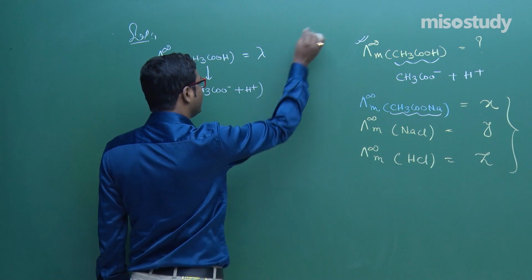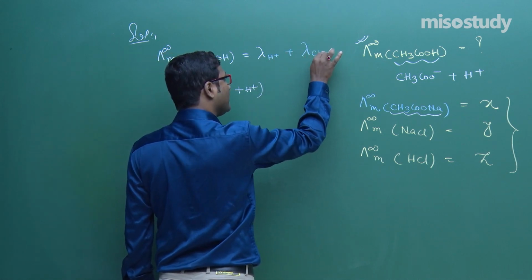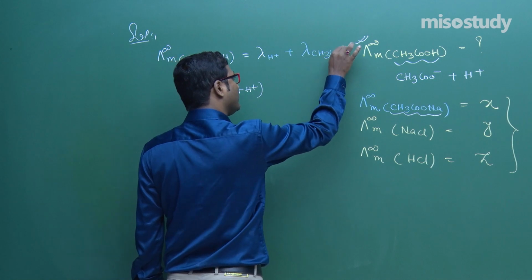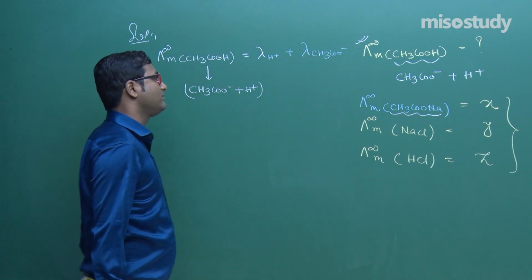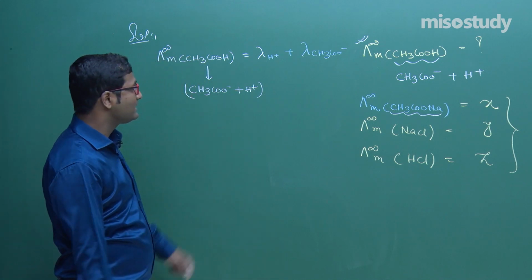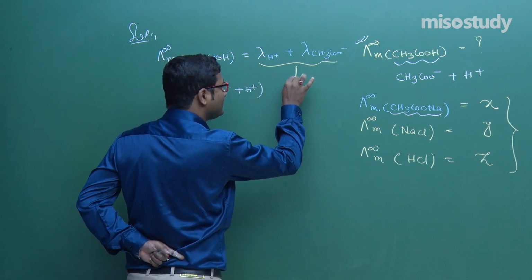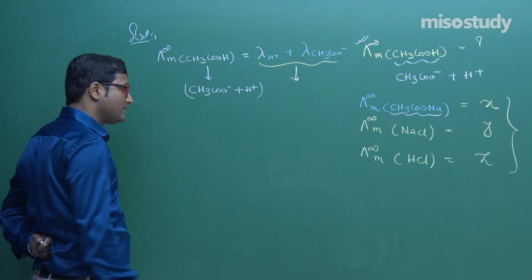So we will write here lambda H+ and lambda CH3COO-. That is the ionic conductivity of cation and ionic conductivity of anion. This is the case. We have to reach here. We have to get this data. How to get it? Listen carefully.